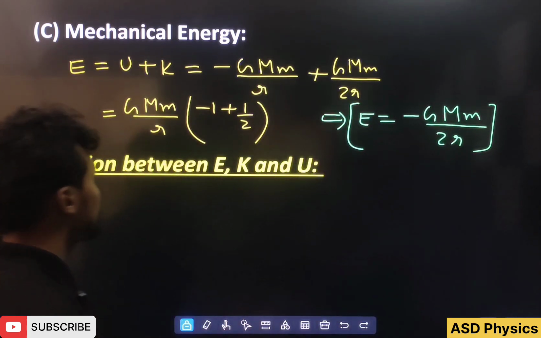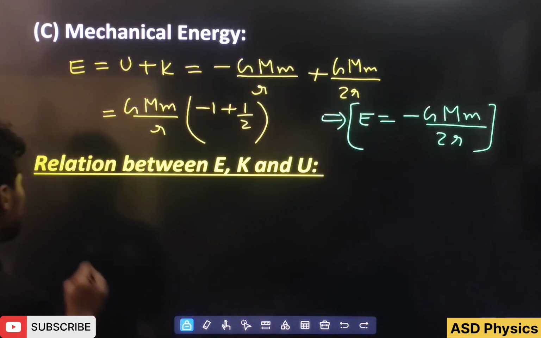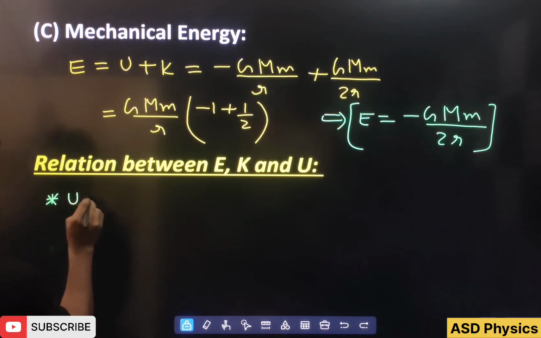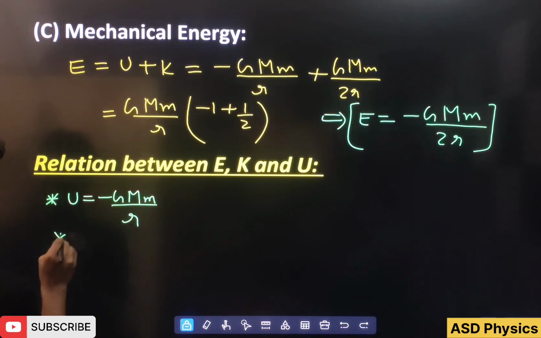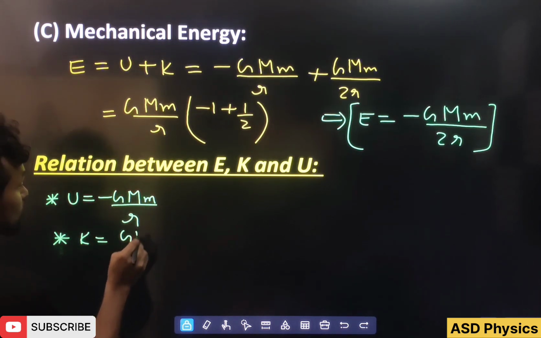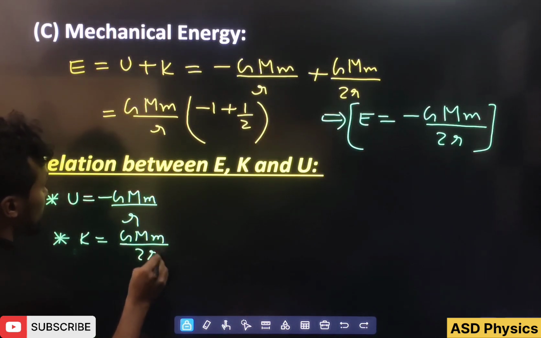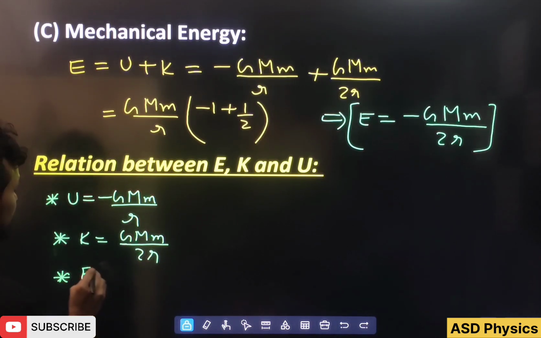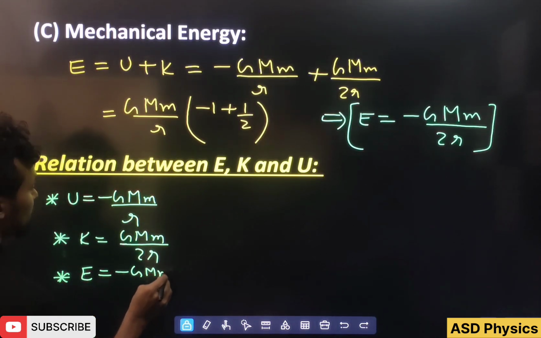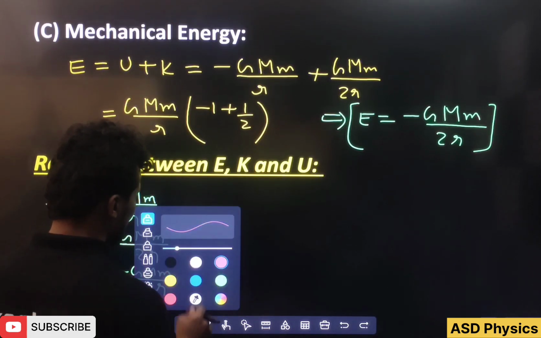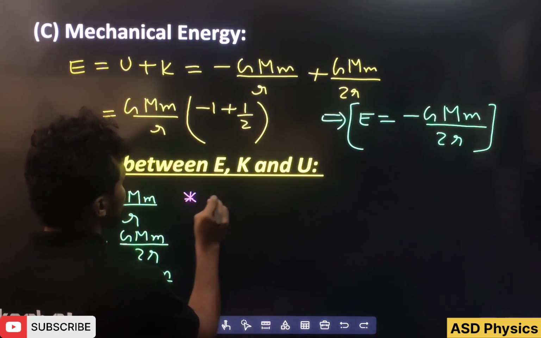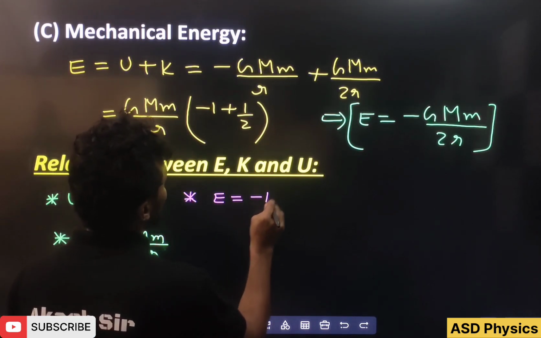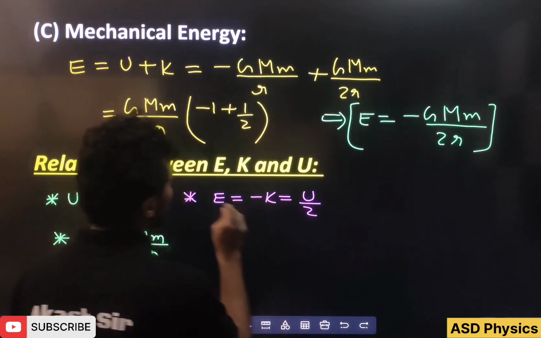You can see very well that all these three terms are very similar. I have written U equals minus G M m by r, the kinetic energy equals G M m by 2r, and the mechanical energy equals minus G M m by 2r. When we see that they are very similar, I will write one relation: E equals minus K equals U by 2.